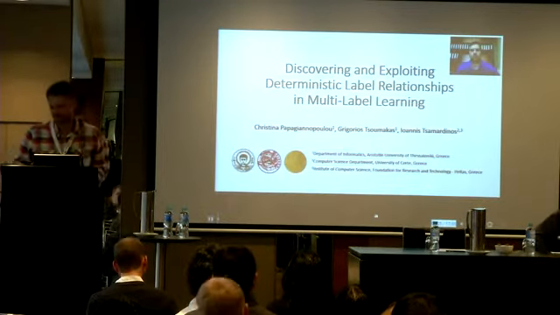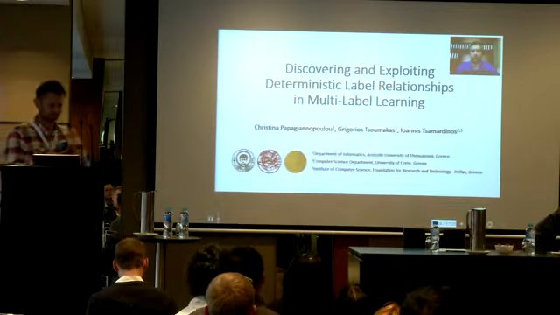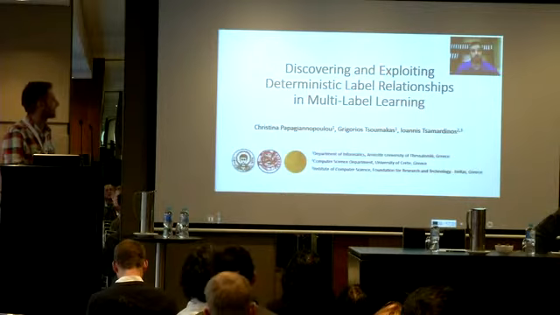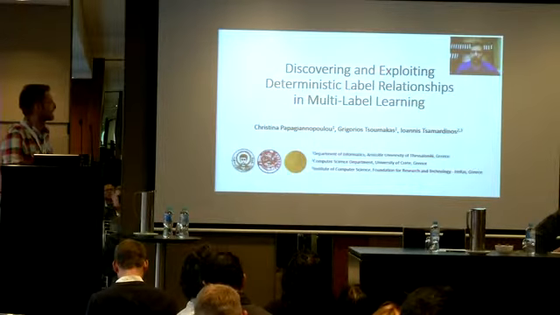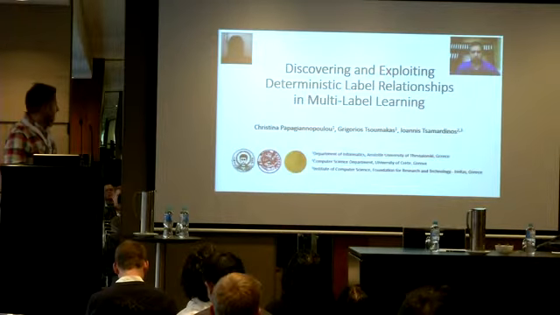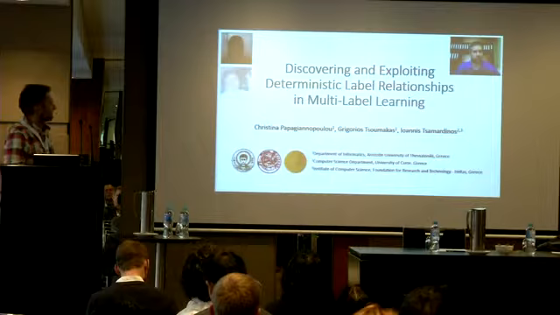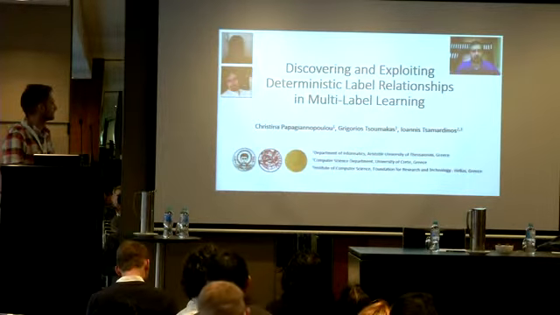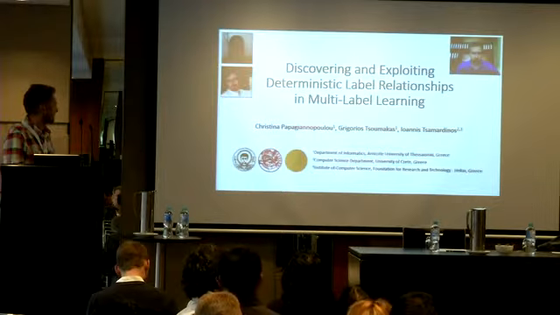Hello, my name is Grigorios Tsoumakas, and today I will talk about discovering and exploiting deterministic label relationships in the context of multi-label learning. This is joint work with my former master student Christina Papagiannopoulou, now a PhD student at the University of Ghent in Belgium, and with Professor Ioannis Tsamardinos from the University of Crete and from the Foundation for Research and Technology Hellas in Greece.